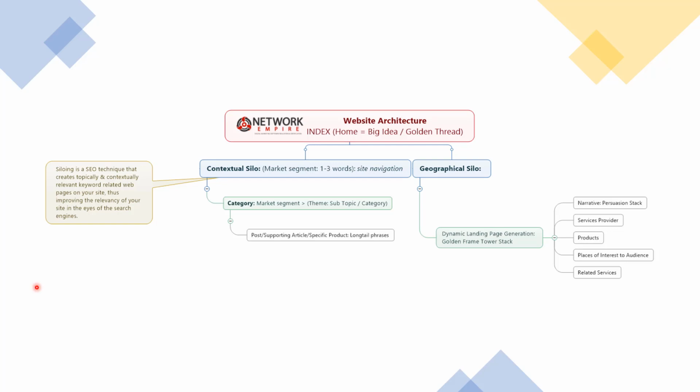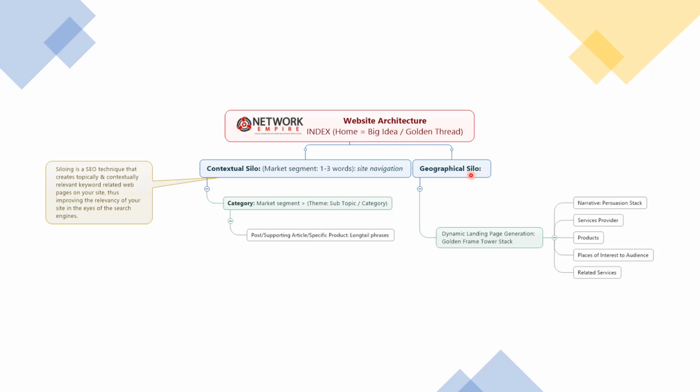Okay, so if you just have a look over here, contextual. So we talk about specific things within a silo. So you can see the market segment, one to three words. Why? This becomes site navigation. So we want our users to clearly be able to choose between what they're going to be focused in on. The next thing we're going to do is look at market segments. These are our subtopics or categories. And then obviously you've got your posts and supporting articles. And these are typically your long tail phrases. Now, when you think about this, you're thinking about the URL architecture. And that's where website architecture comes in.